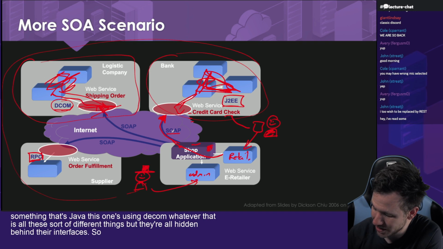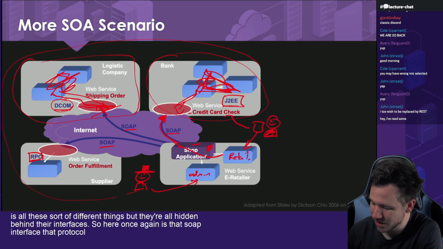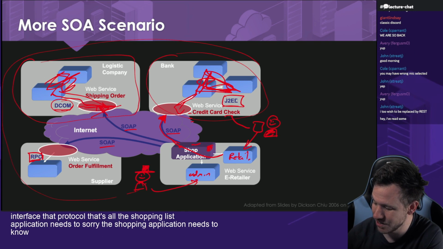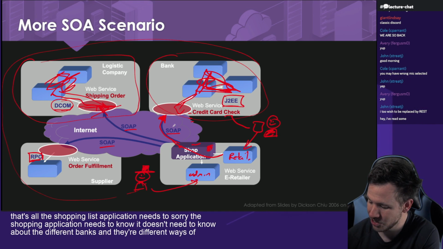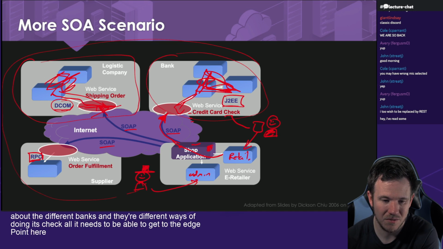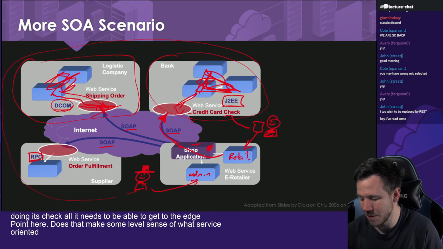So here, once again, is that SOAP interface, that protocol. That's all the shopping application needs to know. It doesn't need to know about the different banks and their different ways of doing its check. All it needs is to be able to get to the endpoint here. Okay. Does that make some level of sense of what service-oriented architecture is attempting to do here?